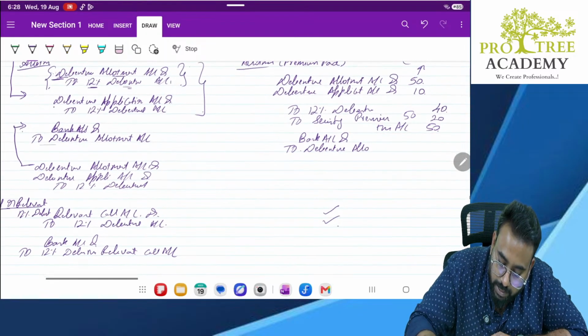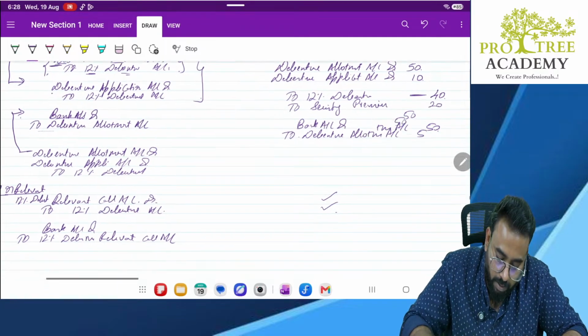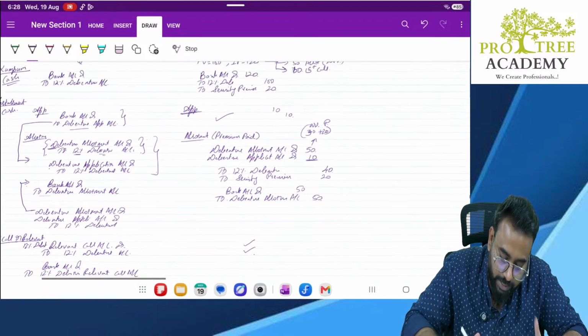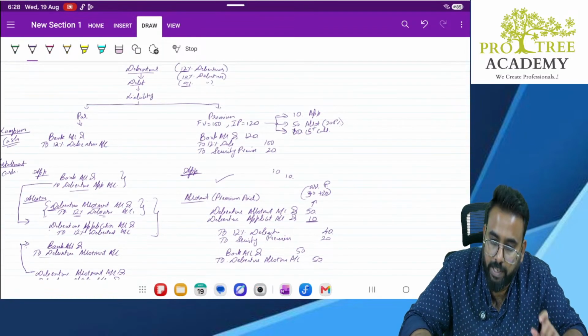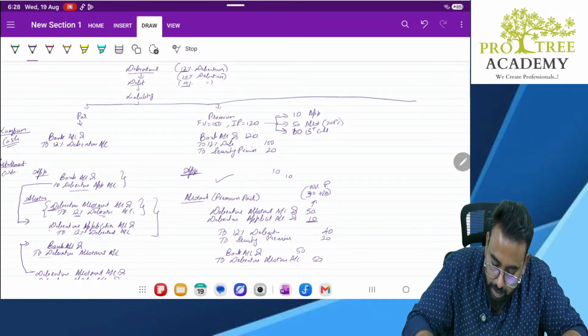Already this 10 is collected during application only. Clear? So that is your premium. No change in the premium. The only change is you should recognize the premium collected towards security premium. Clear?